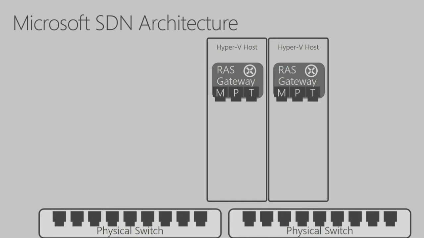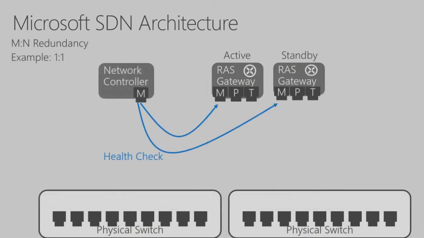But because this has VPN tunnels that are stateful, we can't rely on the same mechanism of just letting the switches pick one at random. So we have the network controller decide which one is going to be active and which one is standby. So you get to define how many of each you want, and the controller will then keep track of which ones are healthy and automatically keep the number of active that you want and the number of standby that you want. We call this M-is-to-N redundancy.